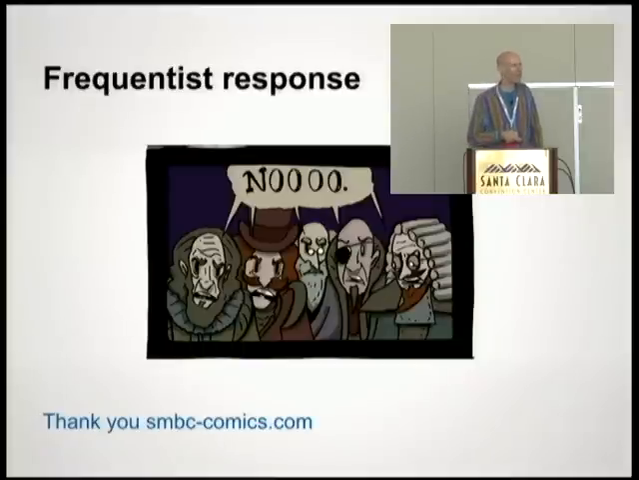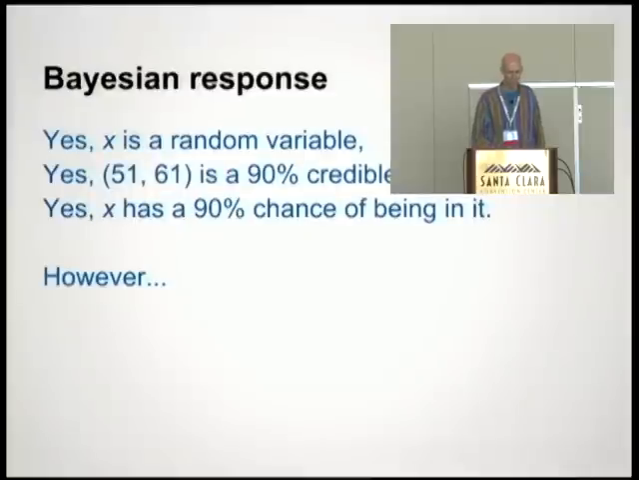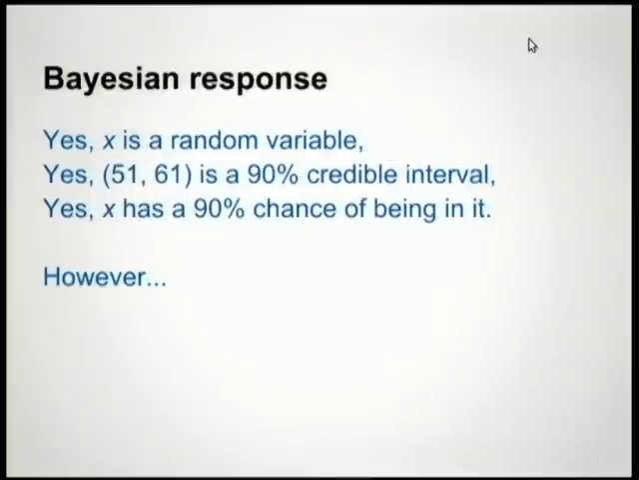In some rigorous logical sense, I suppose there's some logic to that, but it's a really useless conclusion to come to. So purely in the interest of pragmatism, I would argue that it is a reasonable choice to pretend that x is a random variable, and in that case, 51 to 61 is a credible interval that has a 90% chance of containing the true, unknown value of x.